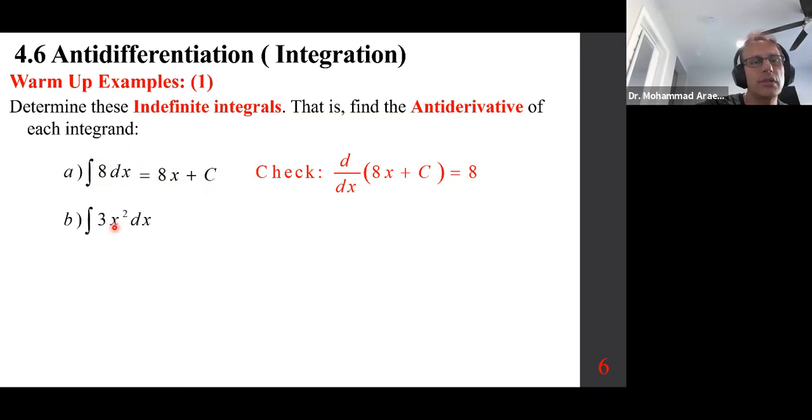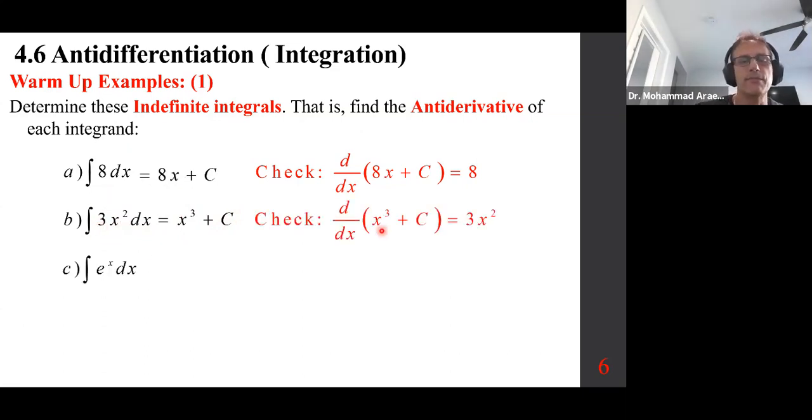The next part, 3x squared dx. Remember, this in general tells you what the independent variable is. So what is it that you differentiate and it gives you 3x squared? That would be x cubed and a constant. To prove it, differentiate this right side, it must give you 3x squared, and it does.